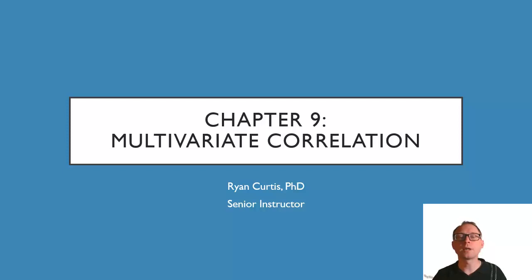Chapter 9 is about multivariate correlation. So Chapter 8 was about bivariate correlation. Remember, bi, 1, 2, two variables. So multivariate, we're going to include more variables in this whole thing. So to start with, let's do some review. I want to cover one other concept, and then we'll start talking about Chapter 9 stuff in earnest.